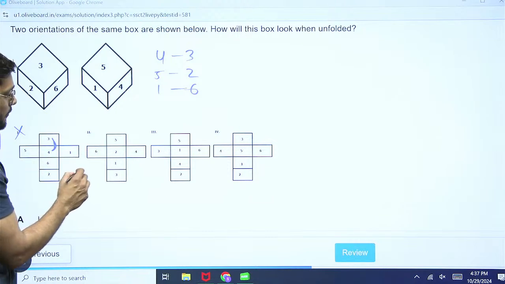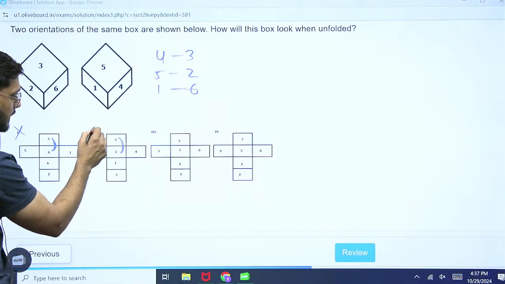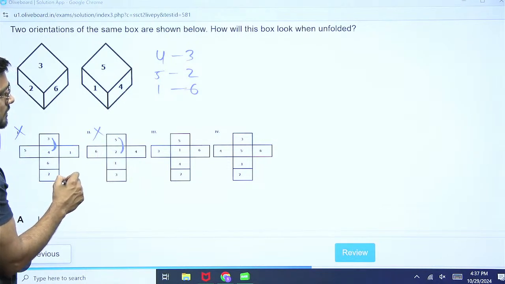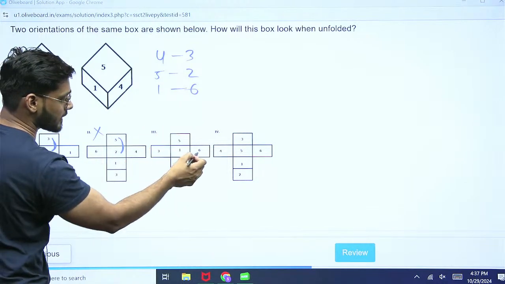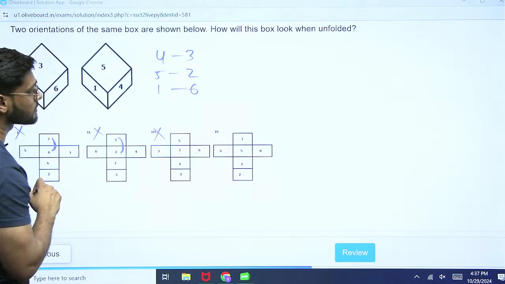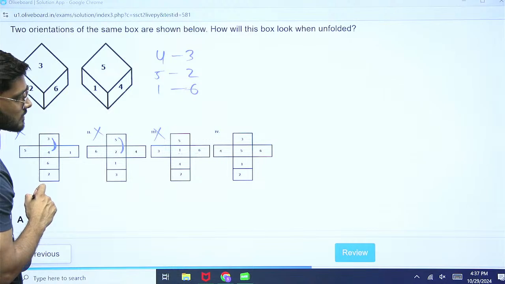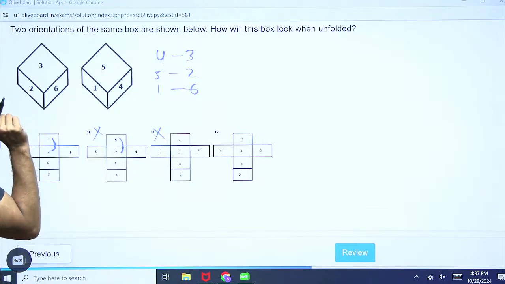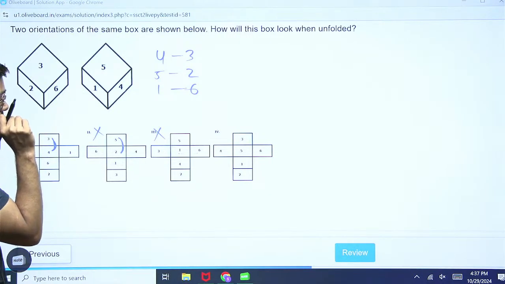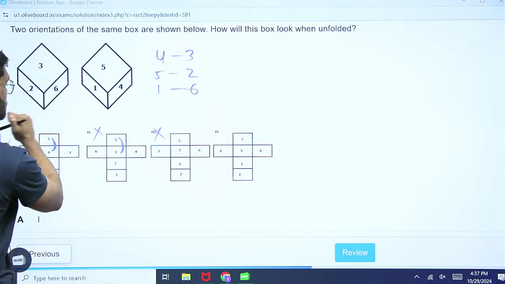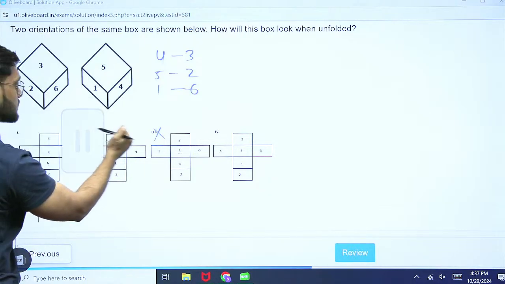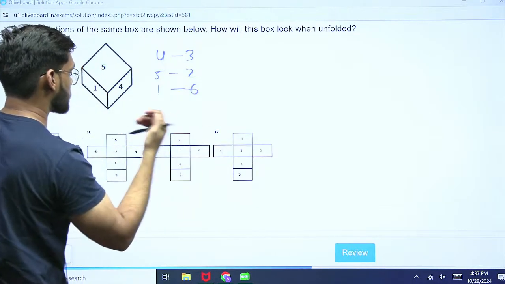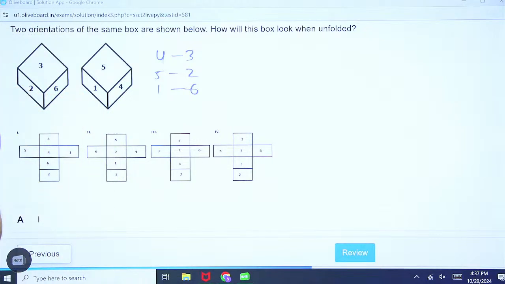Right? 5 opposite is 2. So 5 and 2 cannot come together, hence this is also wrong. Then 1 and 6 are opposite, so 1 and 6 cannot come together. This is also wrong. 4, 3. 3, 1, 5, 2. No, not like this, not like this, because all the options will be cancelled like this.